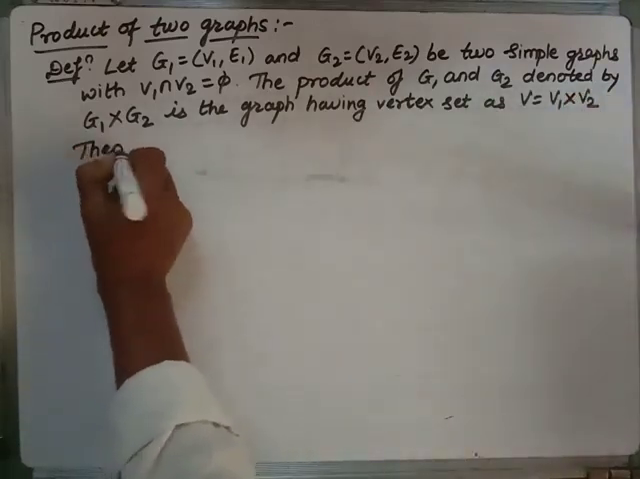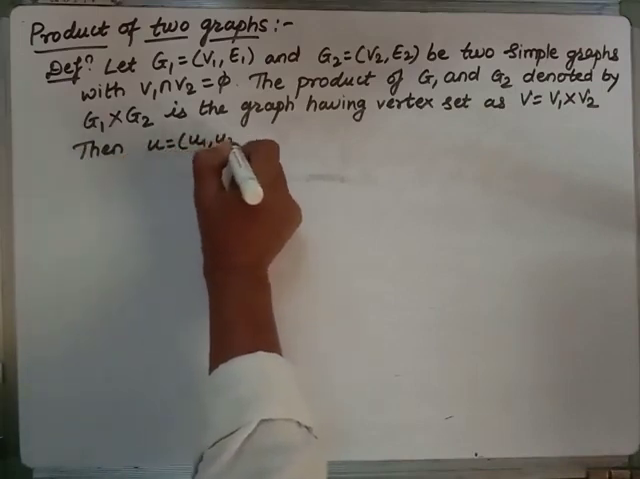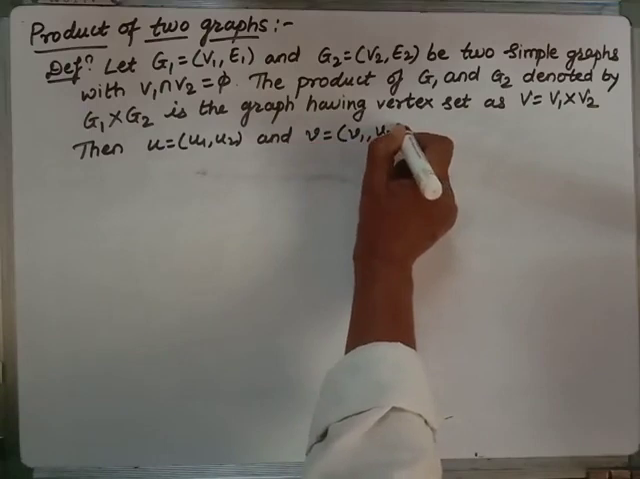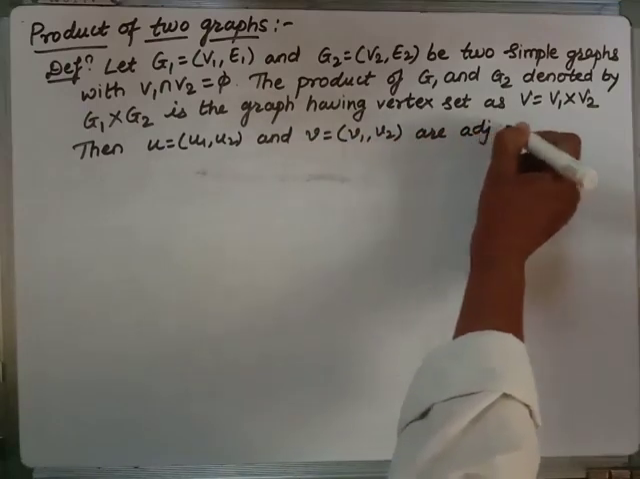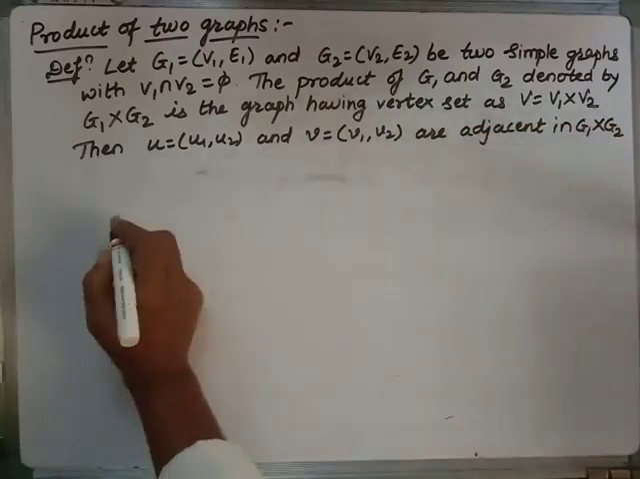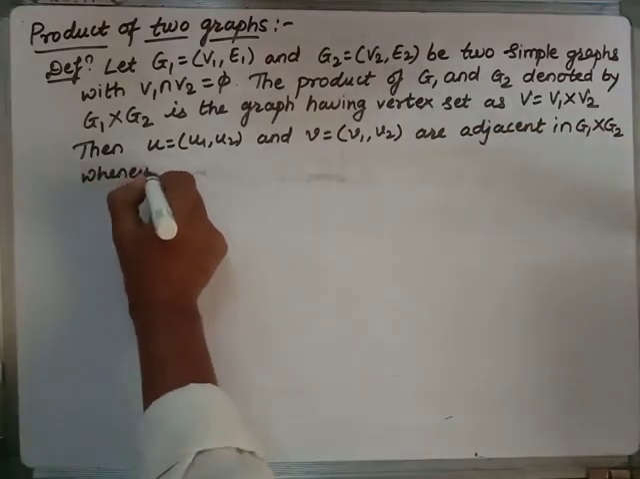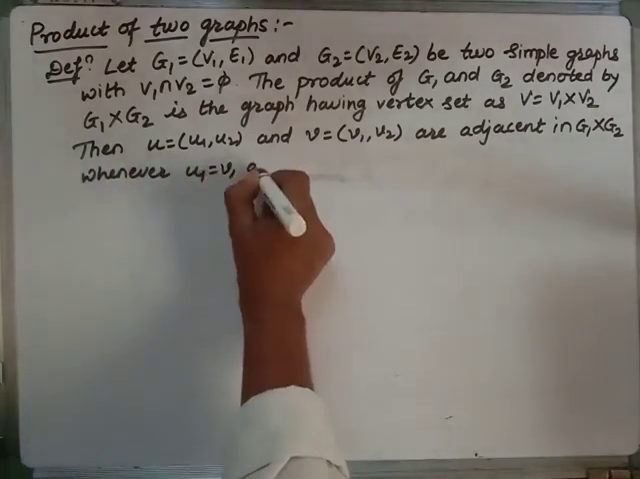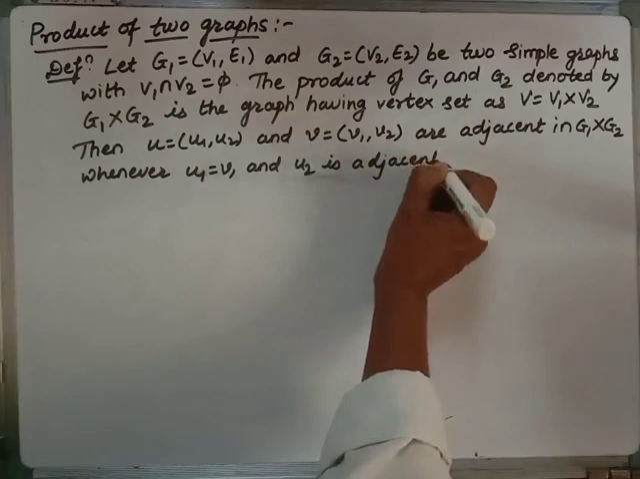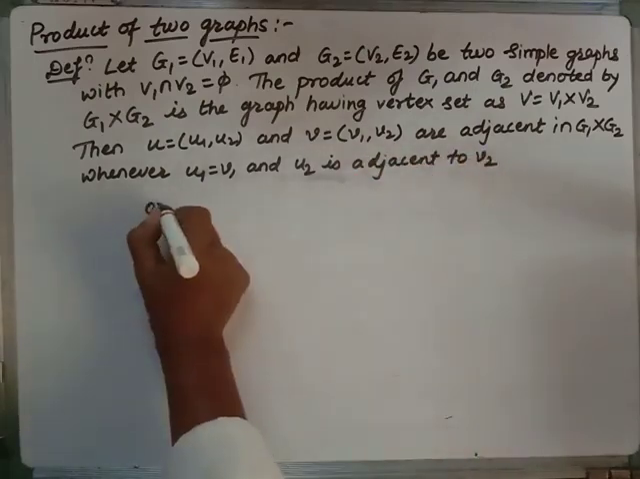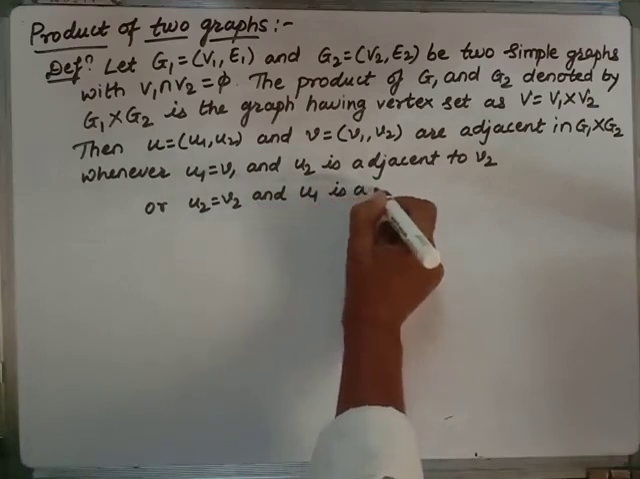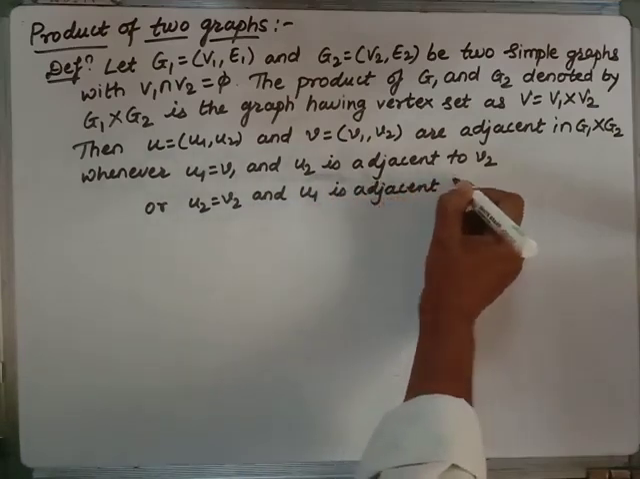Then U is suppose U1 U2 and V is another one V1 V2 are adjacent in G1 cross G2. Whenever U1 equal to V1 and U2 is adjacent to V2, or U2 equal to V2 and U1 is adjacent to V1.